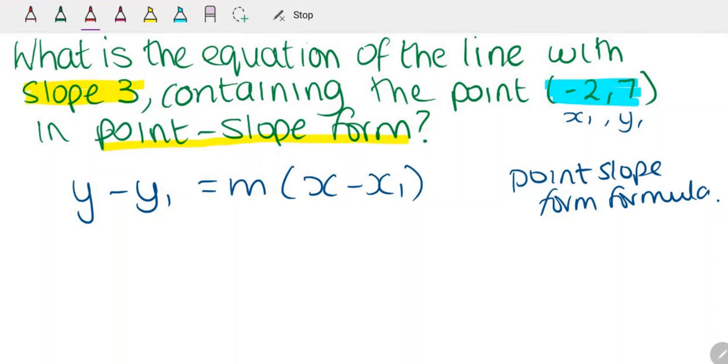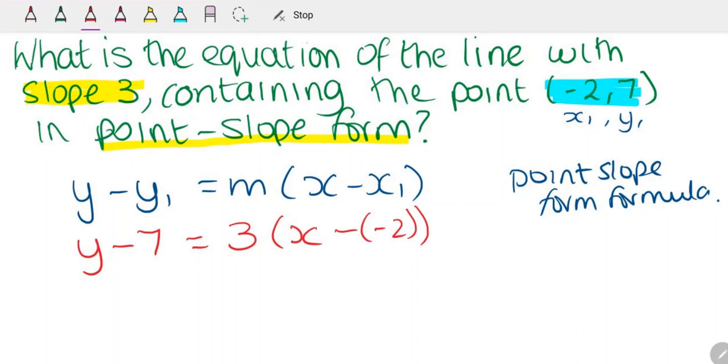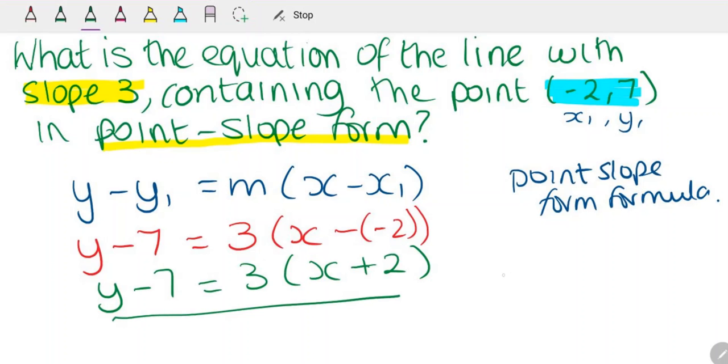So we're going to substitute in the values. So we have y minus 7 is equal to, the slope is 3, and x minus -2. So we're going to simplify. So we have y minus 7, and then if you have a minus and a minus, it becomes a positive. So we have plus 2. And our final answer is in point slope form.